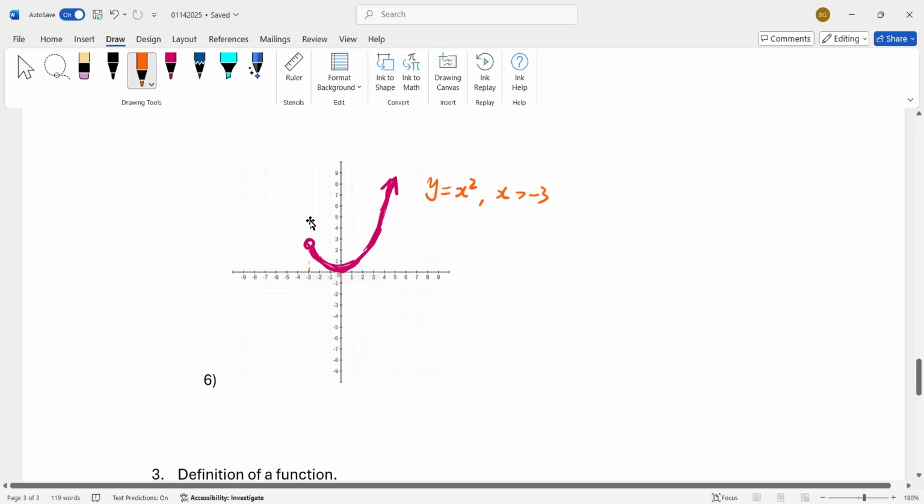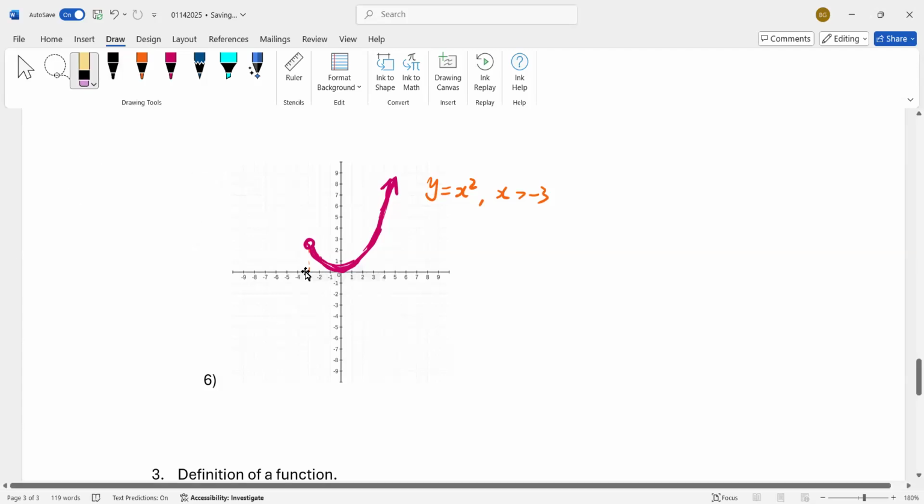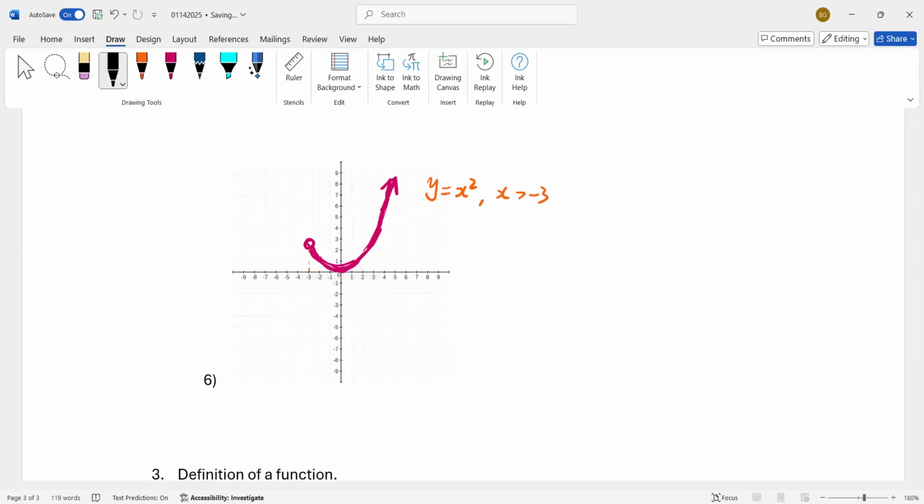But you see, this graph is a part of the parabola, right? Not the whole parabola. The whole parabola looks like this. It's extending to infinity. This is also extending to infinity. Our graph here, number 6, is a part of it. Okay, look at this graph in red. Is this graph in red a relation?